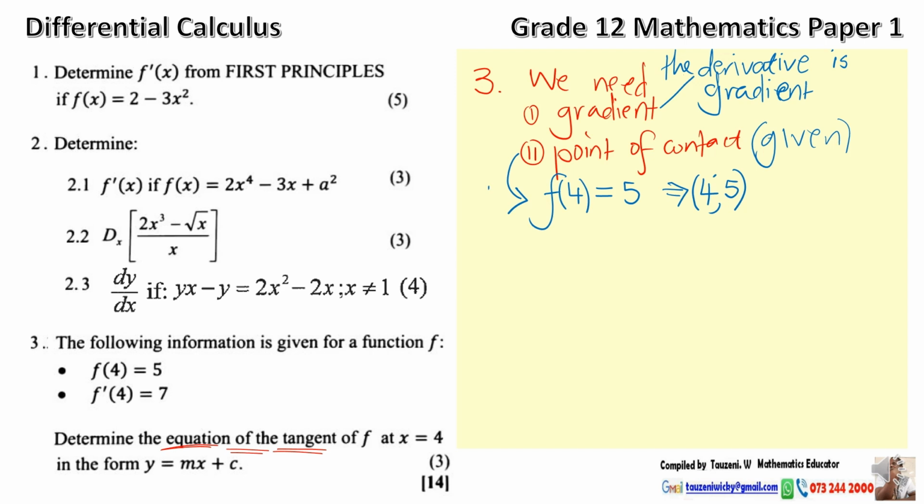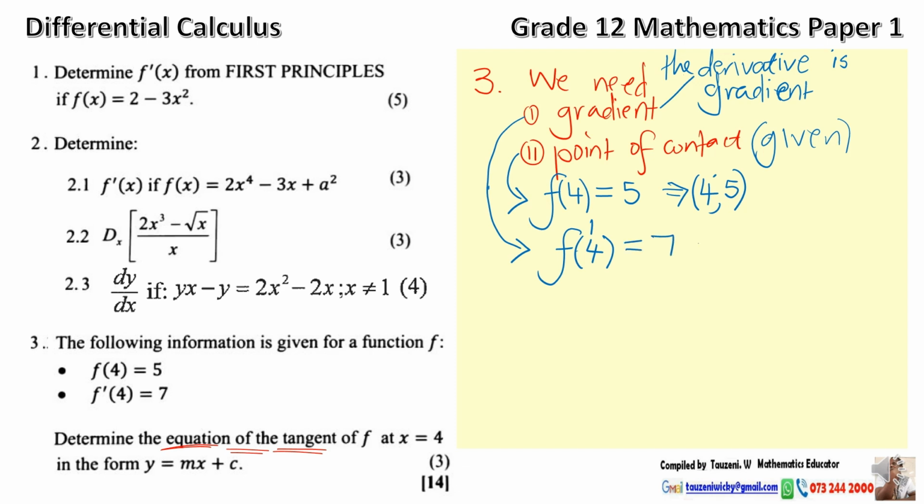Then the first one, which is the gradient, comes from the derivative. If you look at what we have here, we are given the derivative, and then we have x is equal to 4. This means the gradient at x is equal to 4 is equal to 7.